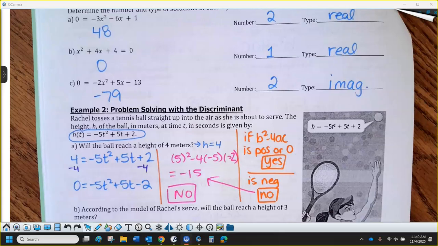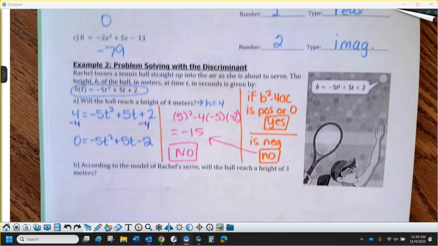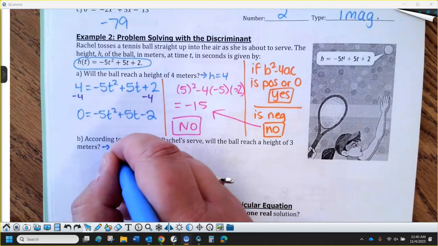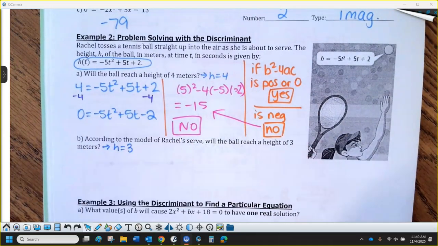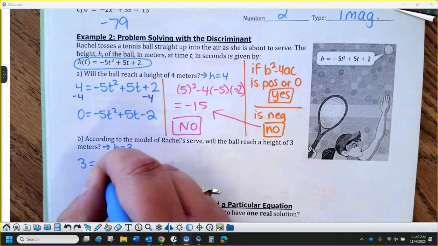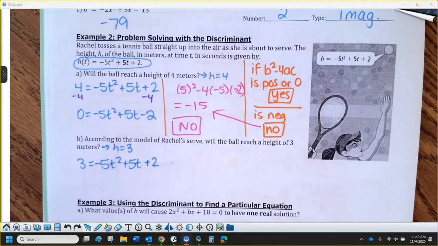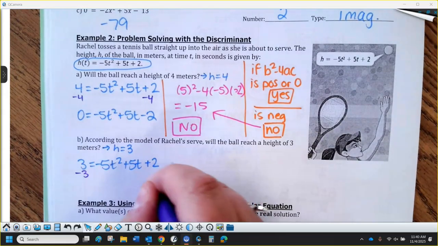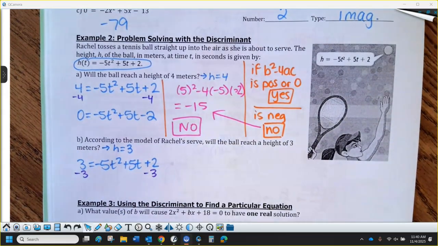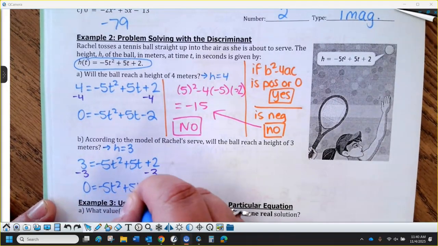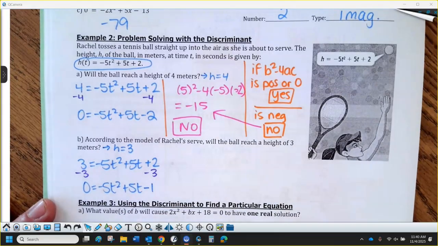And then below, I'm just asking exactly the same question, but it says, will it reach a height of 3 feet? Or 3 meters, I'm sorry. The only thing that's different is we're going to plug in 3 instead of 4. The process for this would be identical. We're just going to have a different c value. So before you set this up in the discriminant, you've got to make sure you set it equal to 0. So I've got to move the 3 first real quick. So I get -5t squared plus 5t minus 1.